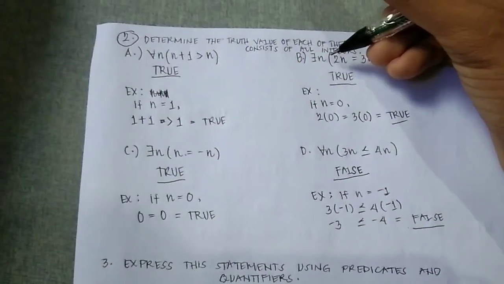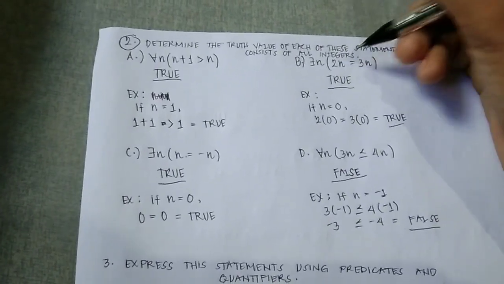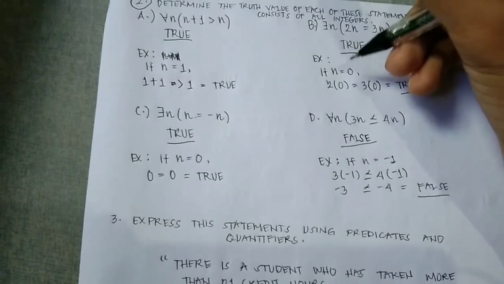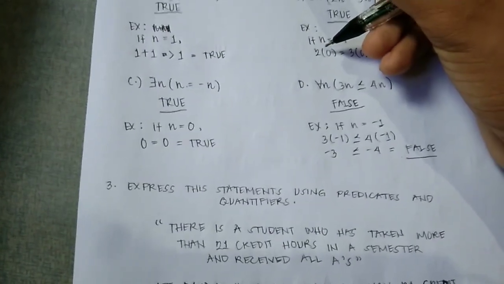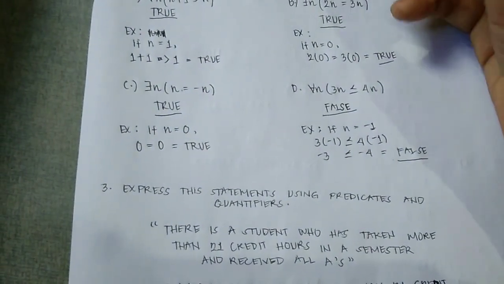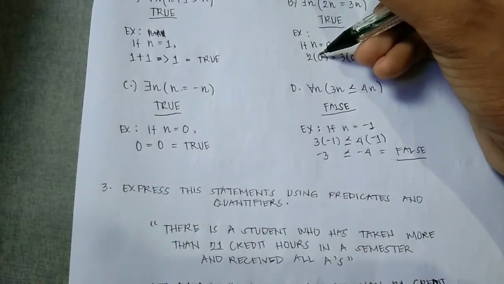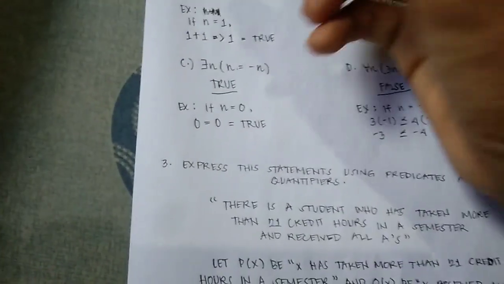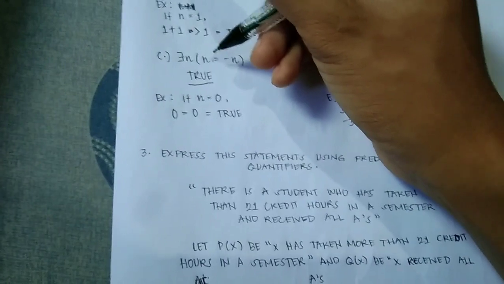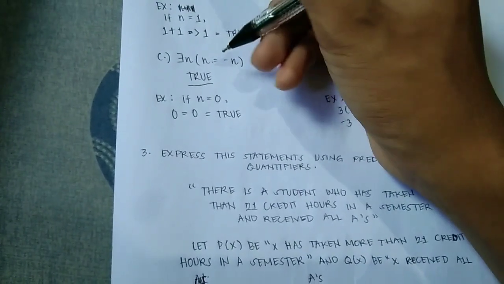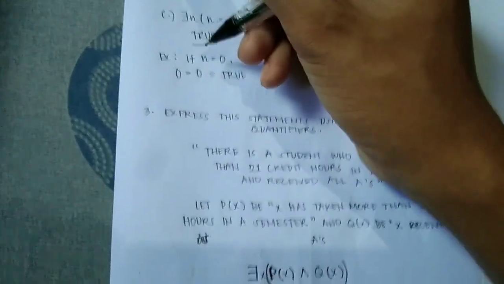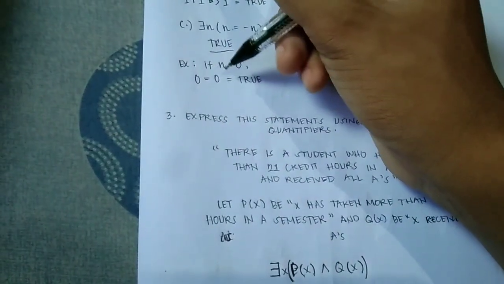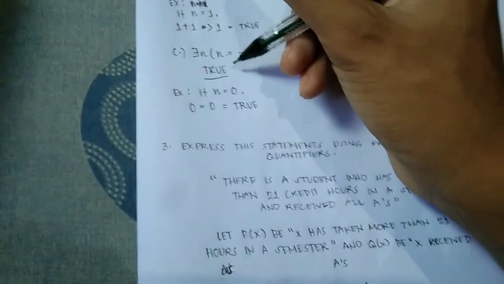B. Existential n, open close parenthesis 2n equals 3n. My answer is true, because if we let n be 0, 2 times 0 equals 3 times 0. So this will become a 0 and this will become a 0. So this is true. C. Existential n, open close parenthesis n equals negative n. My answer is true. Example, if we let n be 0, 0 equals 0 is true.